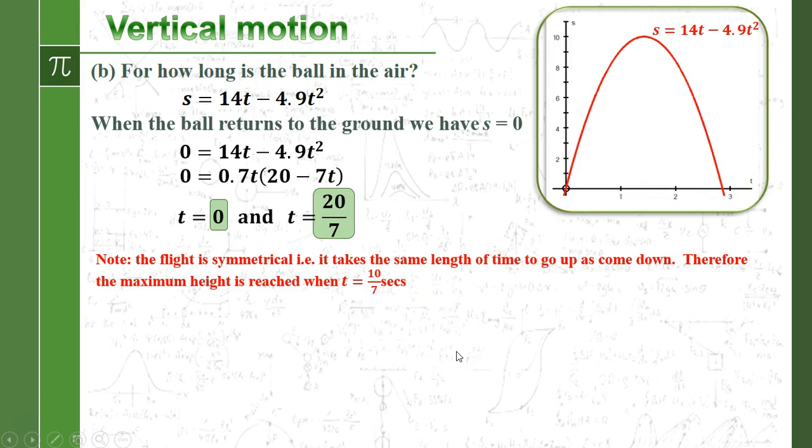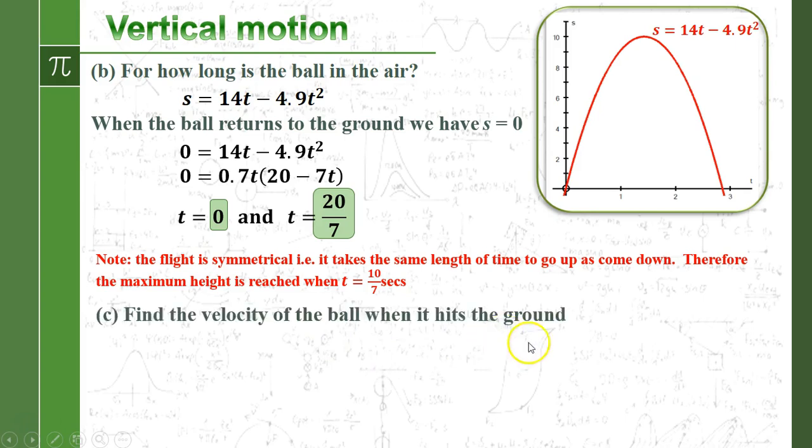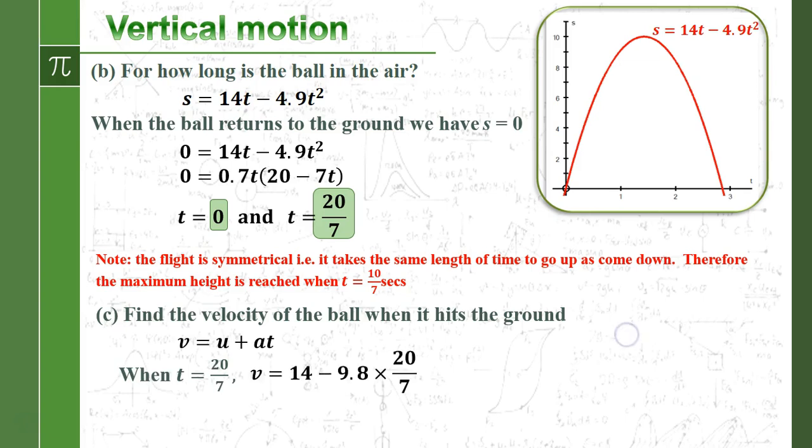because of the symmetry, that value 10/7 is exactly half the total length of the flight of the ball. So if you wanted to find the point at which you got a maximum, you could go for half the total time, or you just use that factor however you want to use it. To find the velocity of the ball when it hits the ground, v equals u plus at. When t is 20 over 7, we've got v equals 14 minus 9.8 times 20 over 7, and v equals minus 14 meters per second.